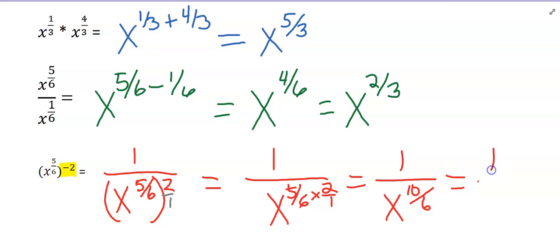The only thing that remains now is to simplify. 10 over 6 will become 5 over 3, giving me my answer of 1 over x to the 5/3.